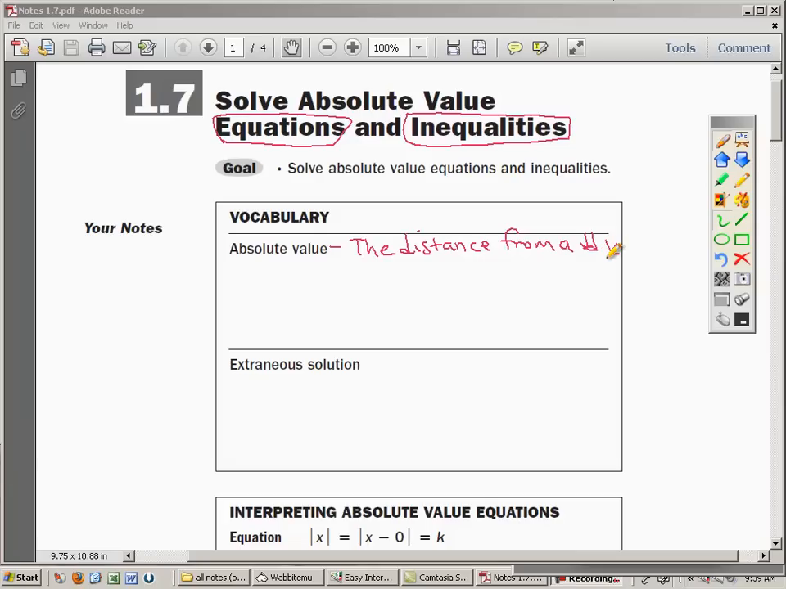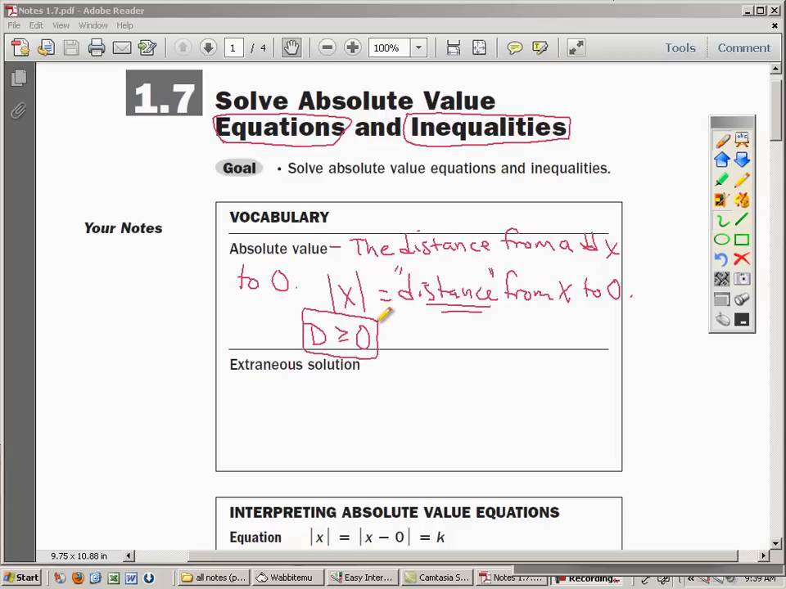And I'll just say a number x to 0. And so, therefore, the absolute value of x is equal to the distance from x to 0. Now, distance can't be negative, right? So the reason the book defines it using distance is because distance has to be greater than or equal to 0. I guess it could be a distance of 0, but distance has to be positive, all right?